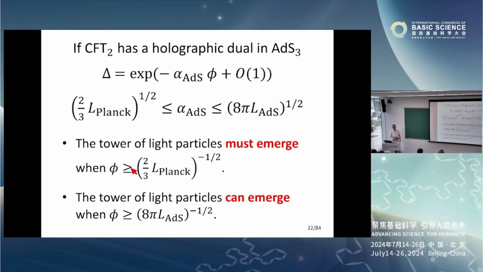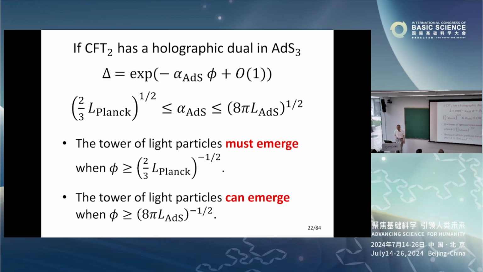What the lower bound means is that a tower of light particles must emerge when a scalar field travels farther than the Planck scale. This was originally what we wanted to say in my paper with Cumrun. We wanted to say that when a scalar field has a flat direction and travels farther than the Planck scale, then a tower of light particles must emerge. But at that time, we were only able to say that it was an order 1 number in Planck units. In this work, we are able to nail this number down to be the square root of 3/2. The upper bound means that light particles can emerge when the scalar field travels farther than, probably, the AdS scale. But that's a big distance.